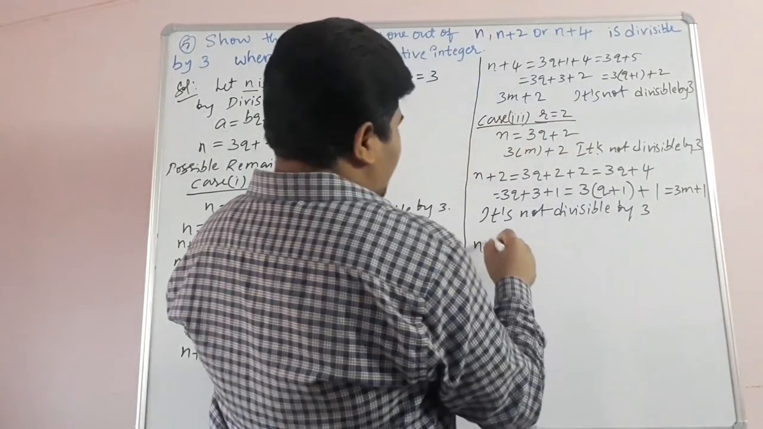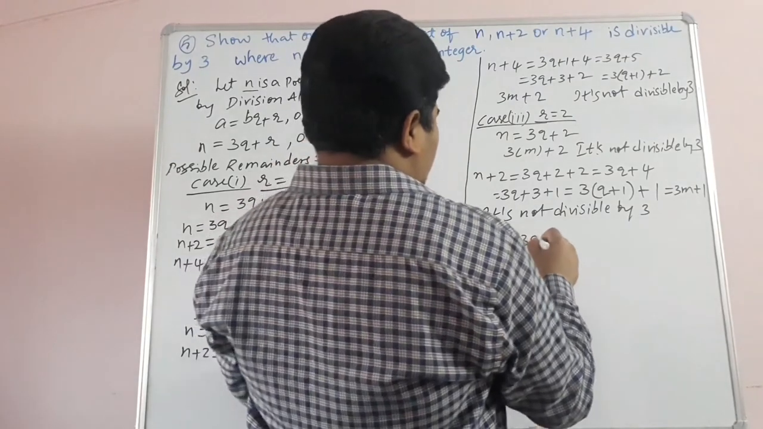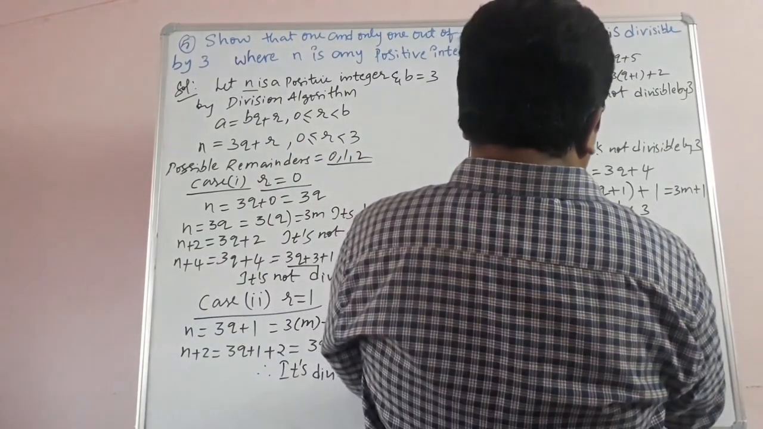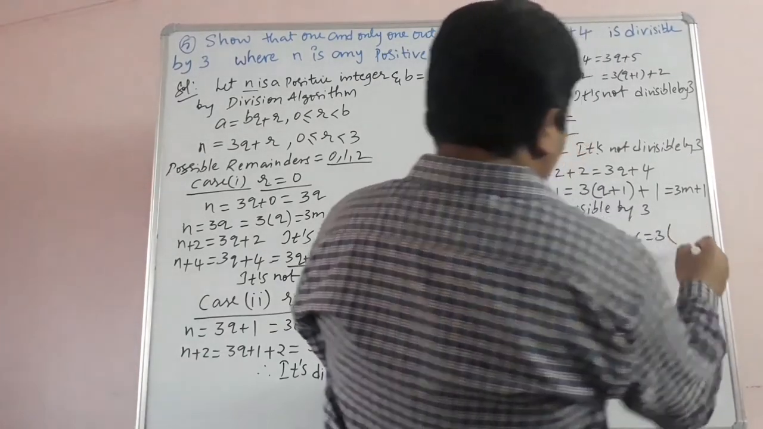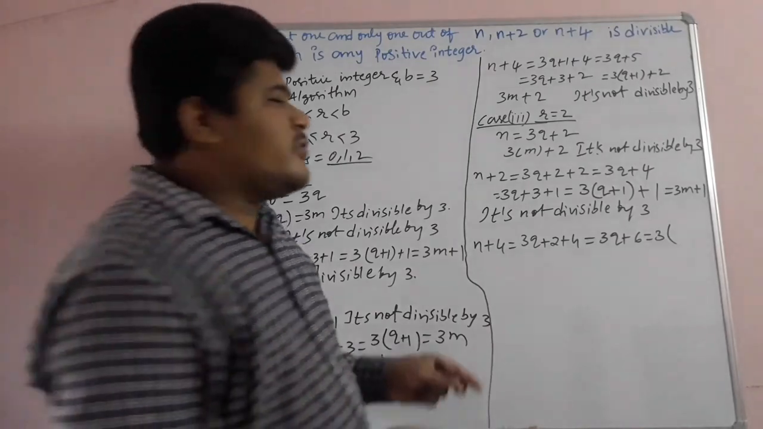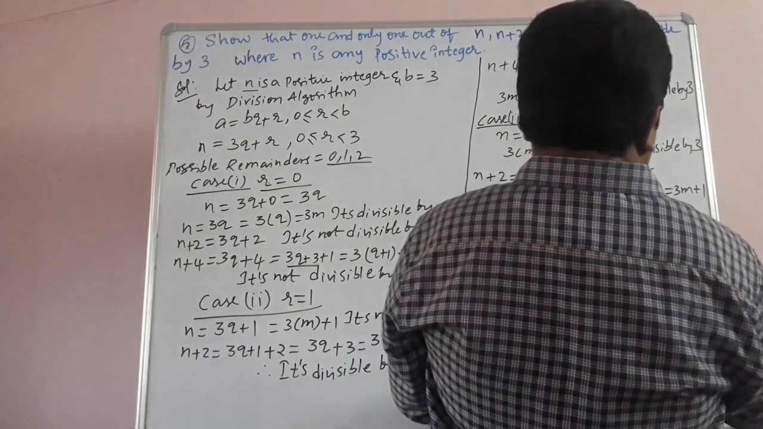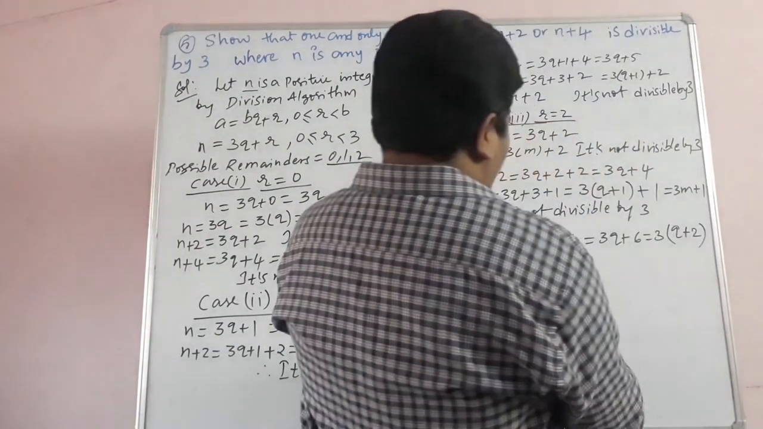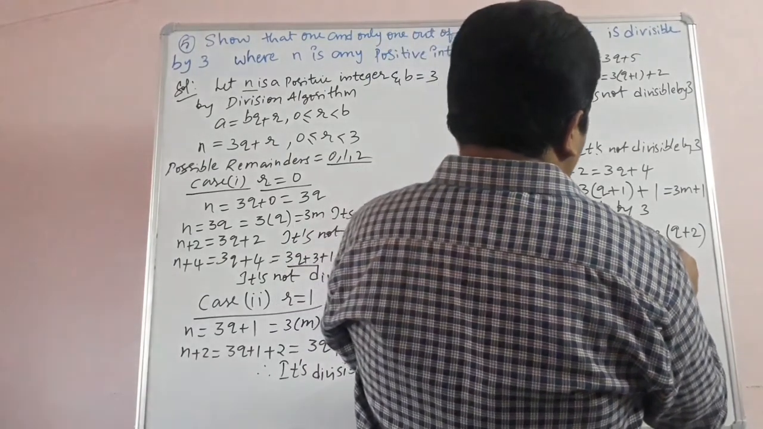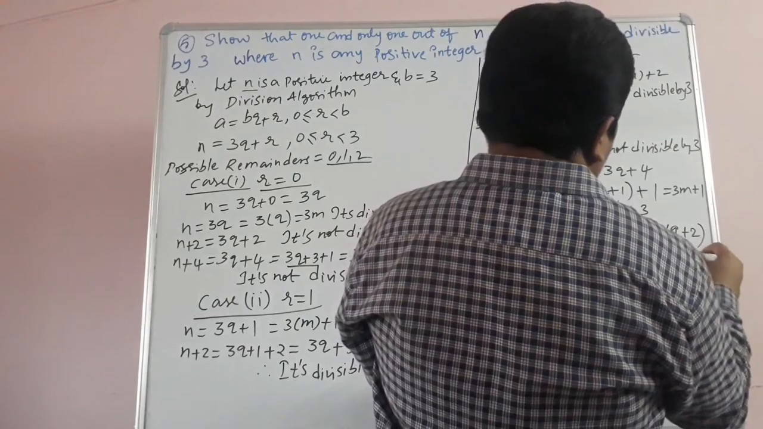Now children, n plus 4 is equal to 3q plus 2 plus 4, that is 3q plus 6. Happily we can take 3 common, children. 3 into q, 6 means 3 into 2. So 3 of q plus 2 means it is in the form of 3 into something, 3m. So it's divisible by 3.